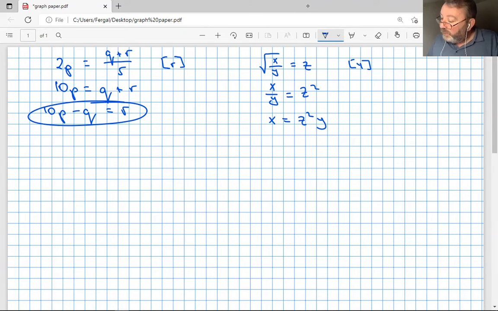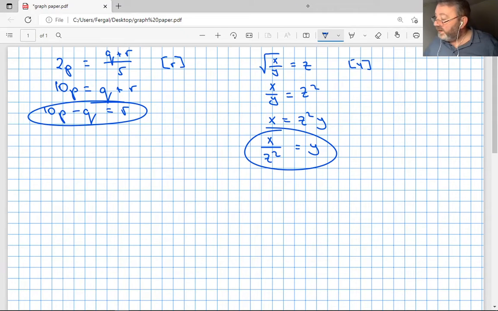And z squared is multiplying y, so therefore you're going to bring it over here, divide across by it, and there's your answer for y. That's it. So again, clear the root, clear the fraction, and then anything multiplying y will go into this equation as a divisor on the other side. So because z squared is multiplying y, it will go in as a divisor of x on the left hand side.